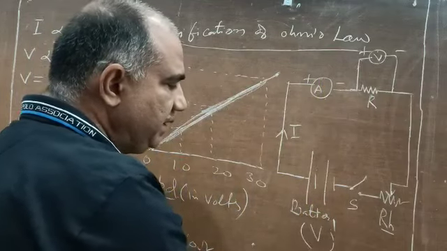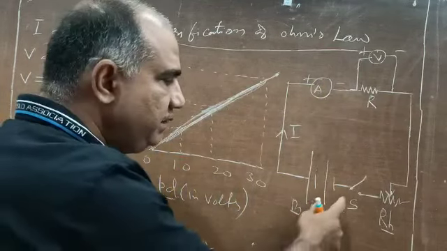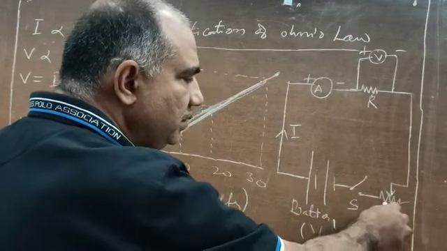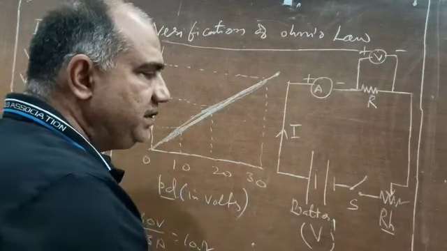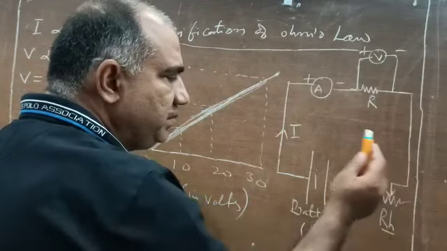With the help of some battery, we need to apply some potential difference. We need to have a switch. Also, we have to have a rheostat. Rheostat means this is a variable resistance. And this is the sliding contact of the rheostat.